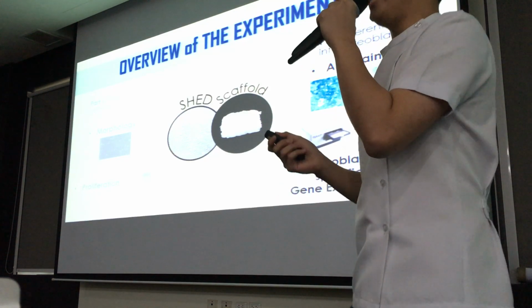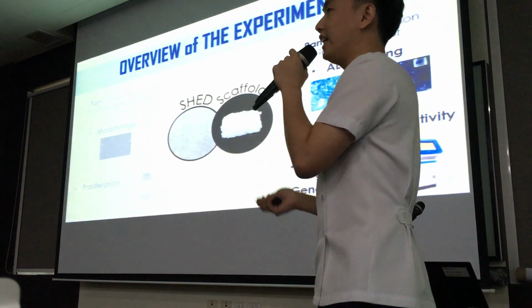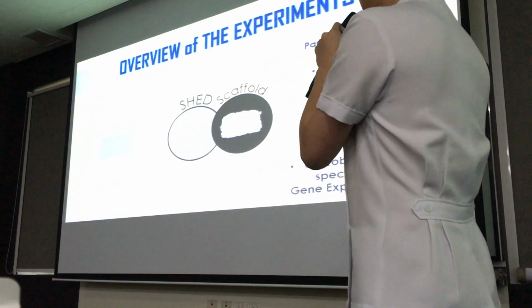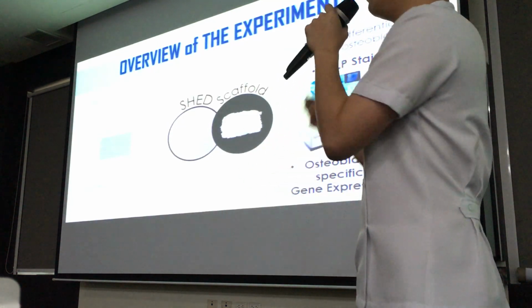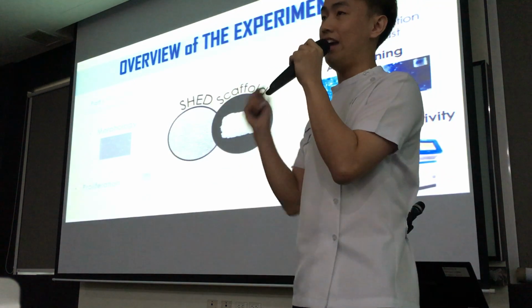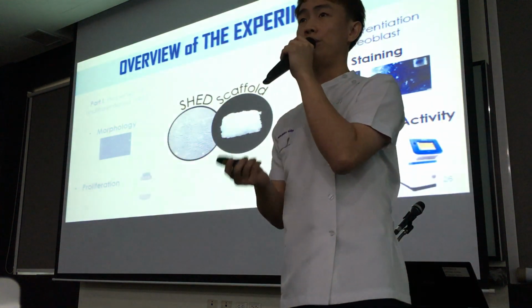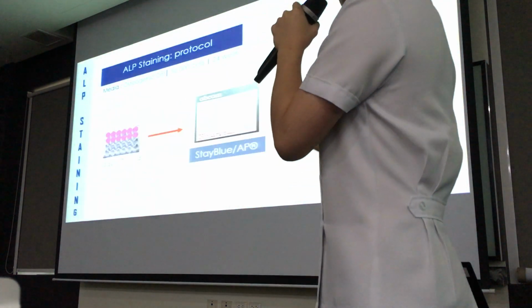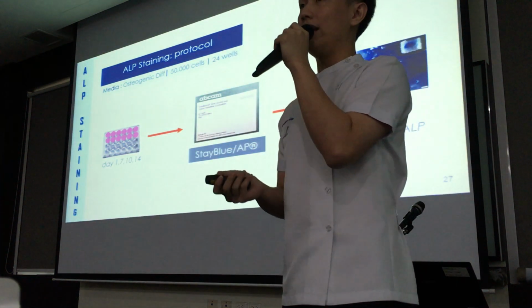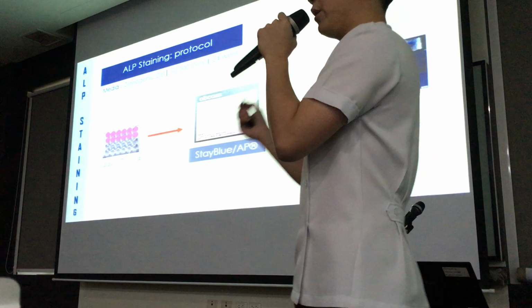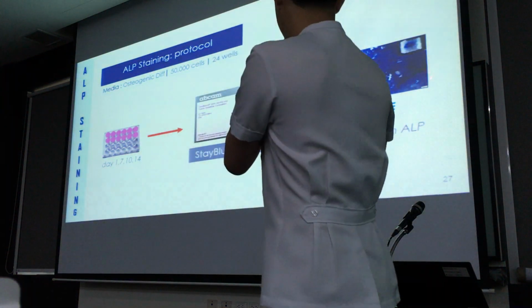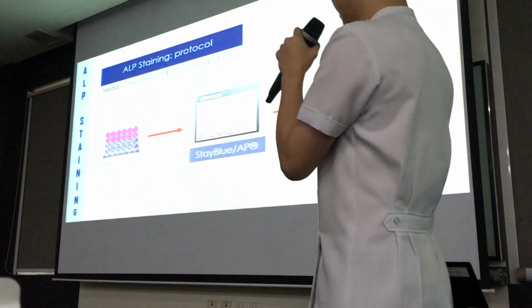The second part of the experiment is the study on the differentiation of SHED into osteoblasts. The enzyme we are interested in is alkaline phosphatase, because alkaline phosphatase plays a major role in the mineralization of osteoblasts. Beginning with the alkaline phosphatase staining, if SHED are able to differentiate into osteoblasts, they will produce alkaline phosphatase and then stain blue on the scaffold.